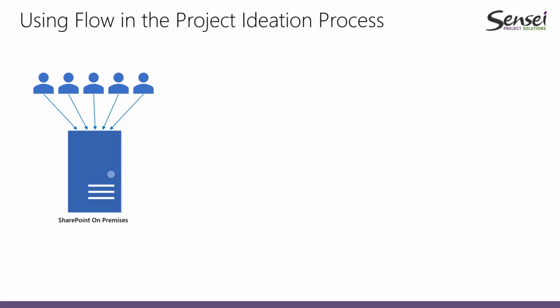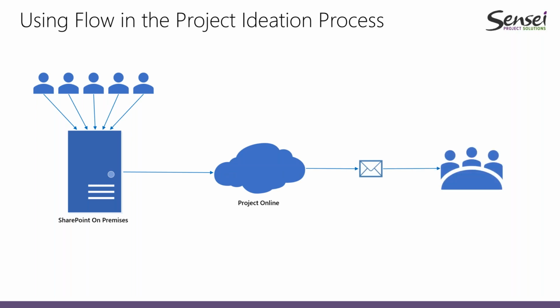So what they would like to do is they would like to keep people using SharePoint on premises to collect the project ideas or the project requests. And then what Flow would do is collect all of those ideas, transfer them to Project Online, and then notify a group of people, for example, the executives or the PMO members, so they know that there are lots of different ideas that came in from the SharePoint on-premises environment. So that was basically the scenario we had, and we used Flow to basically automate all of that particular process.